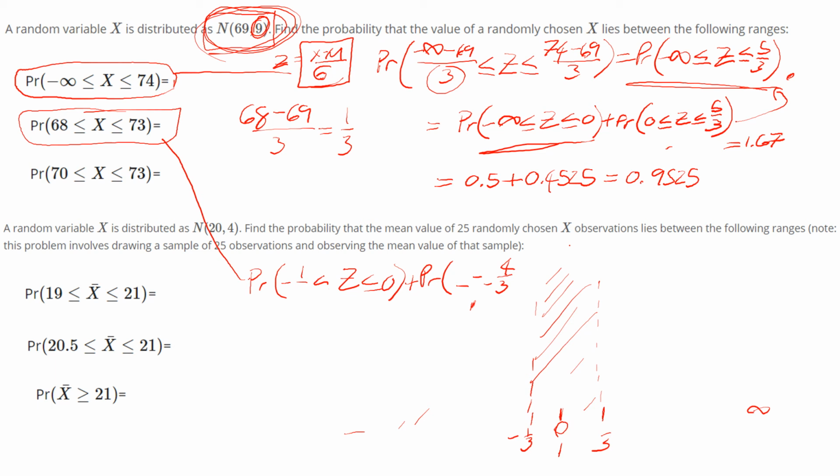Okay, in the next problem, things are done a little bit differently. Rather than looking up the probability that some random variable x lies within some range, we're interested in the probability that the mean of a sample drawn from a normally distributed random variable lies within some range.